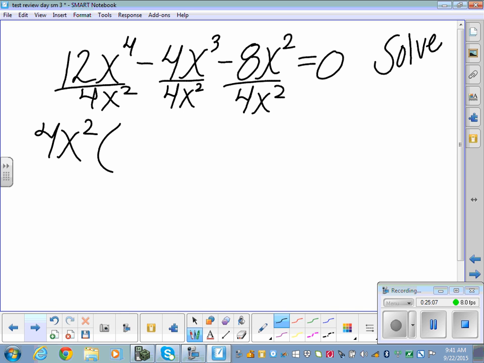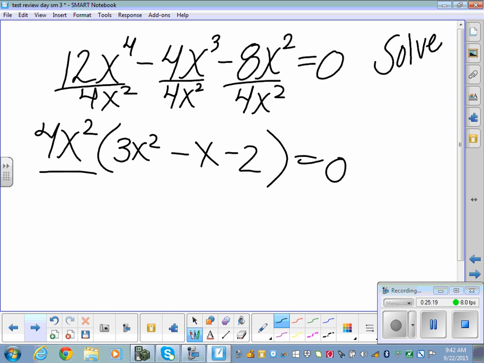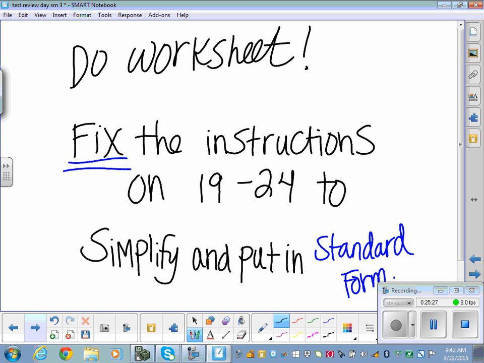So then looking at this, what's 12 divided by 4? 3. So we have 3x squared. Right here we have minus x. And then what's 8 divided by 4? So negative 2. And then we'll set each of those equal to 0 and solve. Right here and right here, right? Are we all okay with that one? Okay. All right, do worksheet.